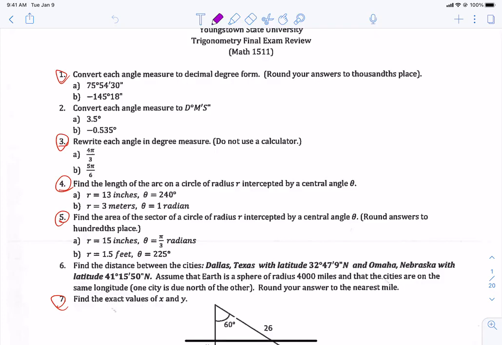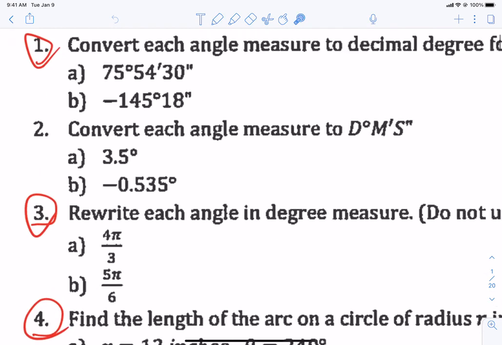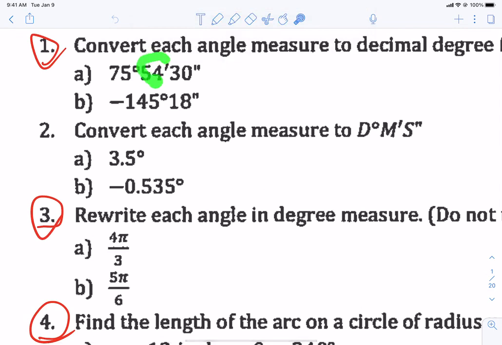Now, for problem number 1, it says convert each angle measure to decimal degree form. So you might recall that these are our minutes and these are our seconds. Now, those are a part of a degree. It takes 60 minutes to make a degree, and then 60 seconds to make a minute, so 3,600 of those to make a degree. So how do you deal with that?